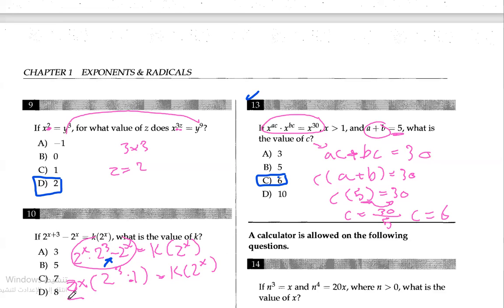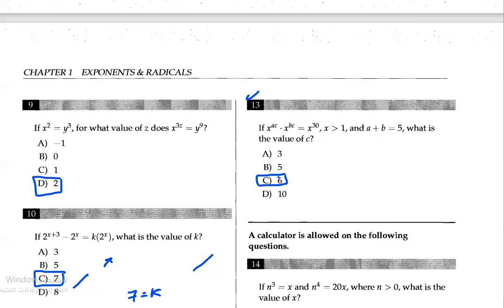Since this and this you can simplify, we only get 2 to the power 3 minus 1 equals k. So k equals 8 minus 1, k equals 7. Yes, 2 to the power 3 is 8, minus 1 is 7. Then k equals 7. So the answer is C. Good job.